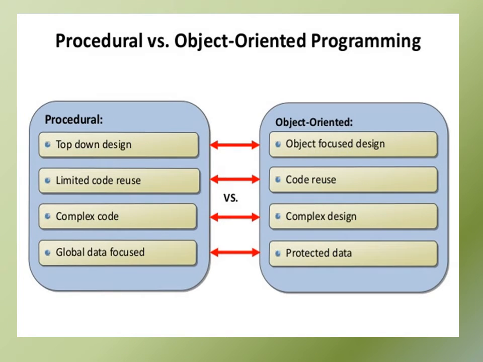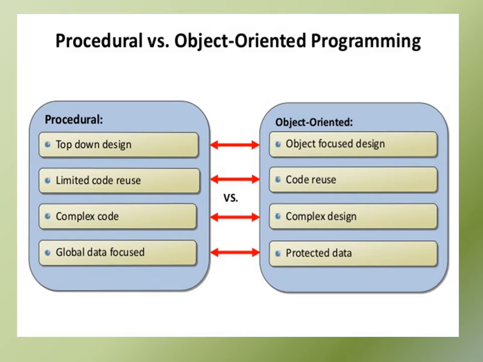Now see, in procedural programming there is a top-down design, but in object-oriented programming, the design is object-focused. So when we are going to design the program, we consider the objects. In procedural, second point, there is limited code reuse. We cannot reuse as much code as we can in object-oriented, where we can reuse the code.